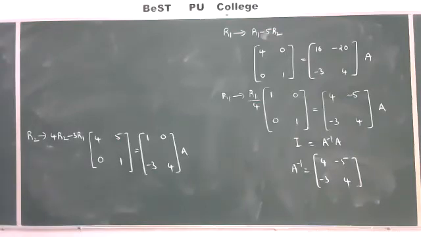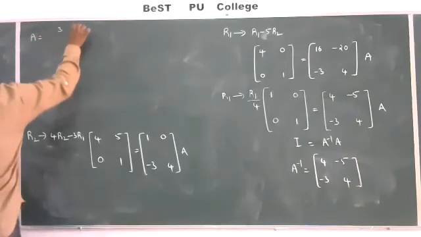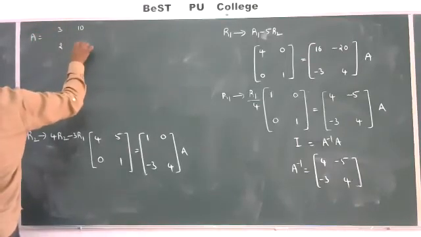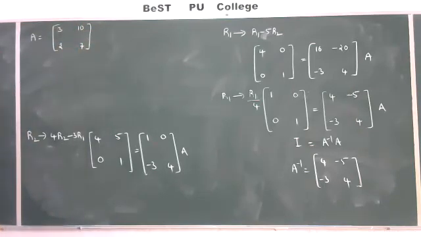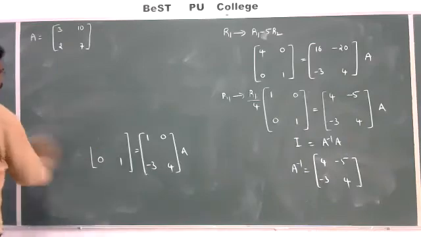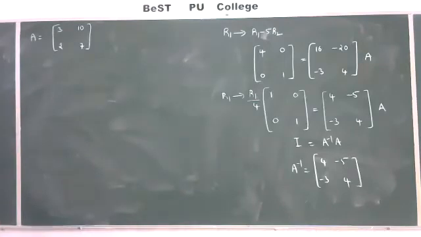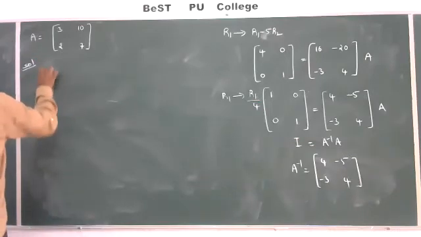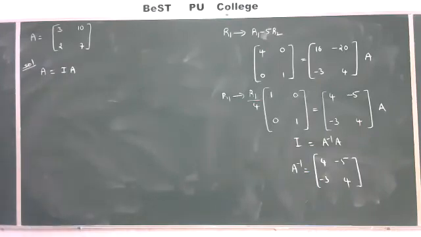Next, ninth problem. Matrix 3, 10, 2, 7. Solution: A is equal to IA.